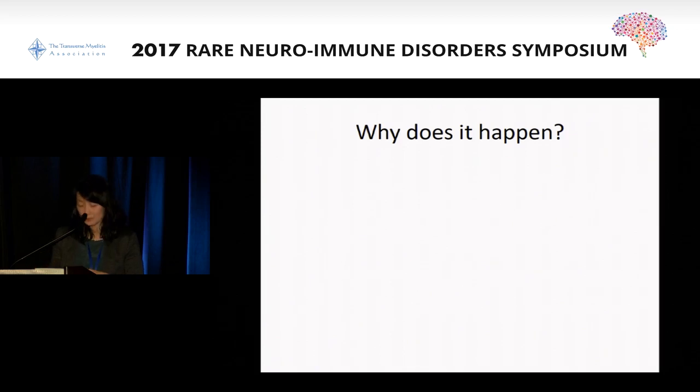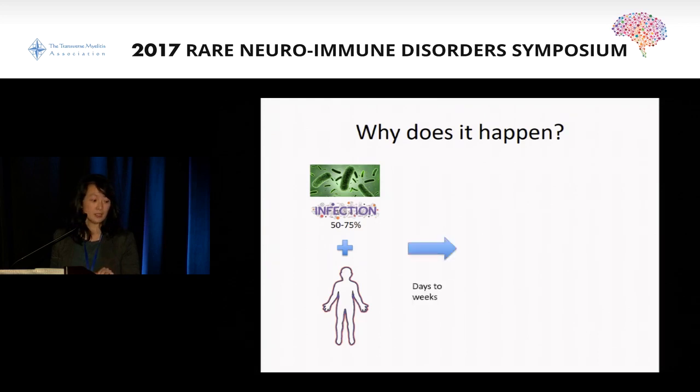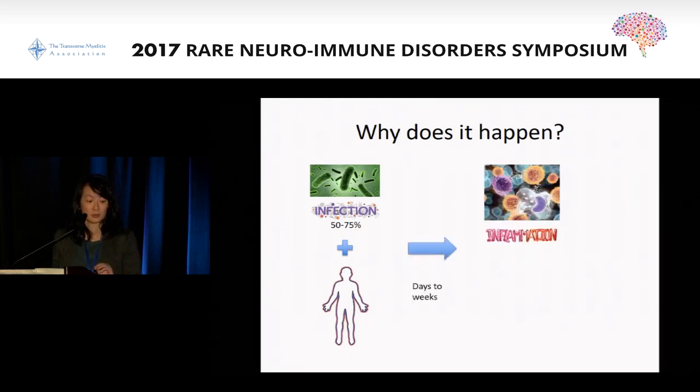Why does it happen? Despite our best efforts, we still don't know, as it goes in many of these rare neuroimmune diseases. We think there's a role for infection, because in about 50 to 75% of cases there is a preceding infection. It may have to do with something about the particular person. Are they vulnerable for a specific reason at a specific point in time? Usually days to weeks after that initial infection is when the symptoms happen, and that's a result of the inflammation that goes on in the nervous system.